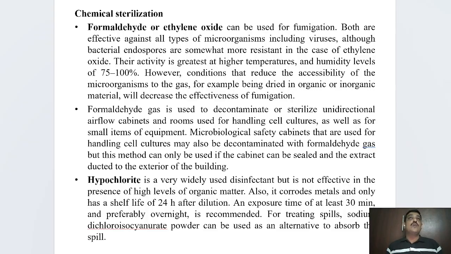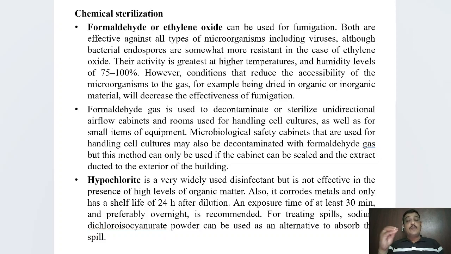In order to remove those microorganisms from the cell culture room, we do a process called fumigation. Fumigation is a process of creating a gas, and this gas is made from formaldehyde or ethylene oxide. The advantage of this gas is that it can penetrate the entire nooks and corners of the room.